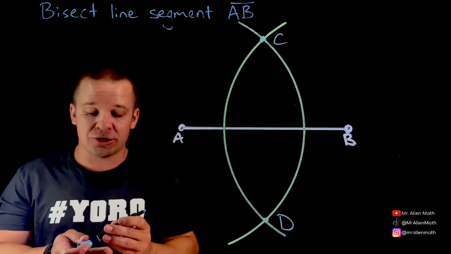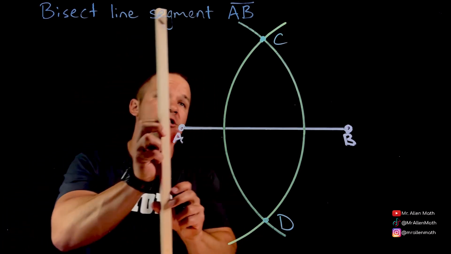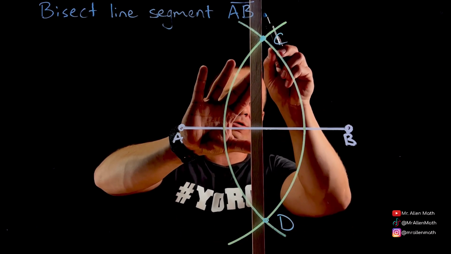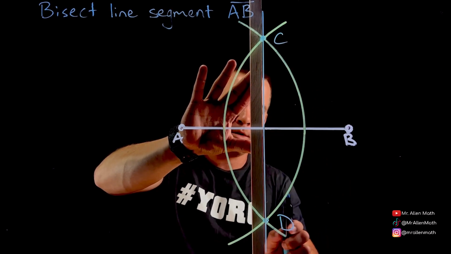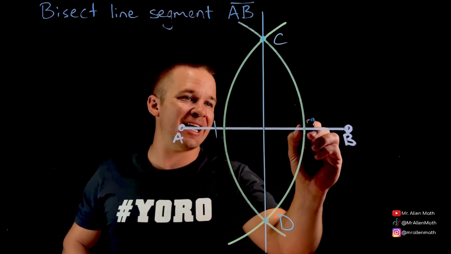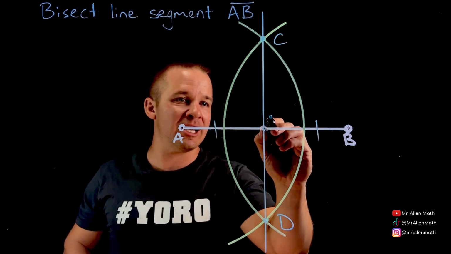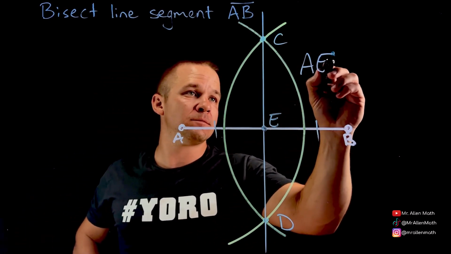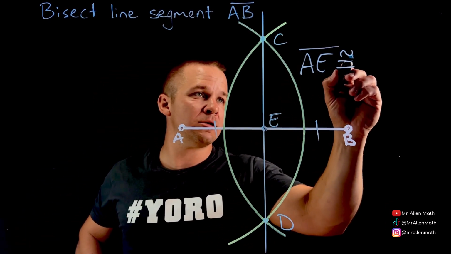And if I connect these 2 points with my handy-dandy straight edge here, set it up on those 2 points, scribe my line, whoop, I have now bisected line segment AB. I'll go ahead and call this point E here. So now I have AE is congruent to BE.